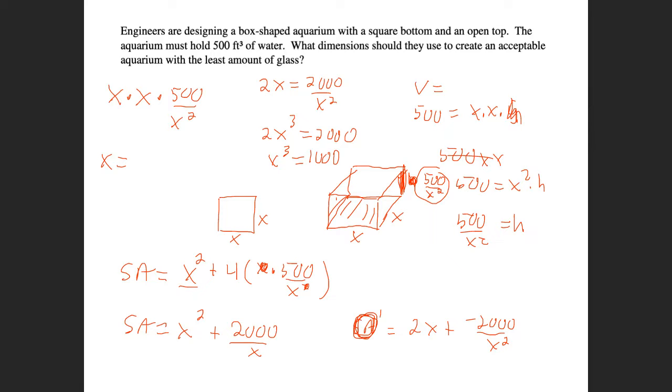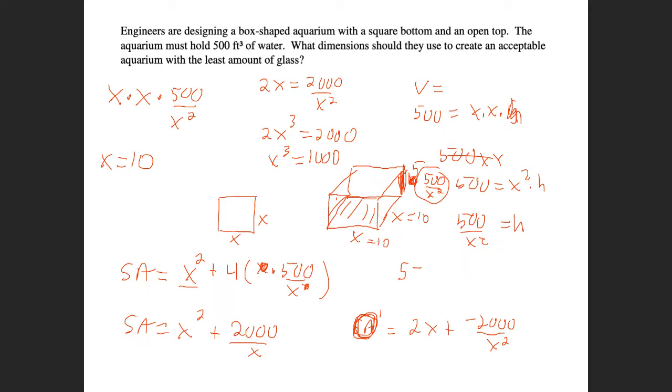So that's raised to the 1/3 power. Oh, it's just 10. Yeah, 10 times 10 times 10 is 1,000. So that's 10. All right. So now for my base, I have 10. I have 10. And I have 500 over 10 squared. Well, 10 squared is 100. So the height would be 5. So my dimensions would be 5.